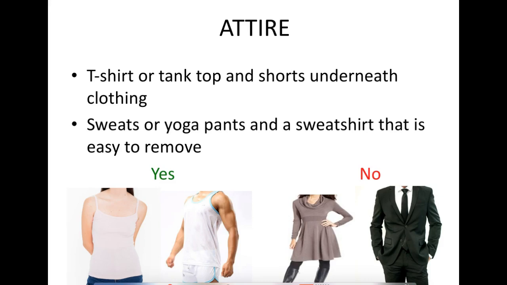As far as what you should wear to class, t-shirt or tank top with shorts underneath the clothing, or sweats, yoga pants, and a sweatshirt that's easy to remove or move to the side. You're going to be assessing each other, so the more accessible you are, the easier it's going to be. Don't wear clothes like you see on the right side that are difficult to move over so that your partner can listen to your heart or your lungs, because that's just going to make it that much more difficult. So please dress comfortably so that you're easily accessible.